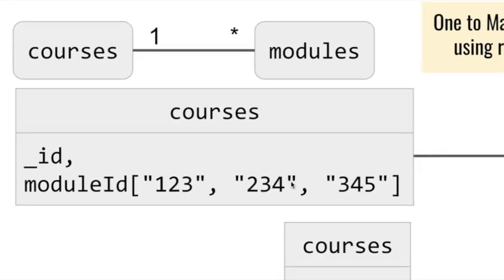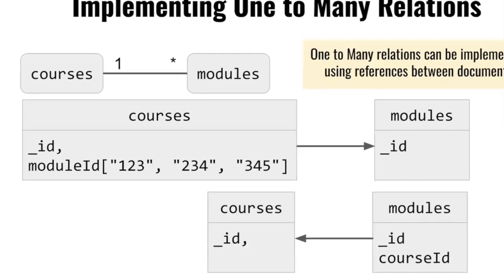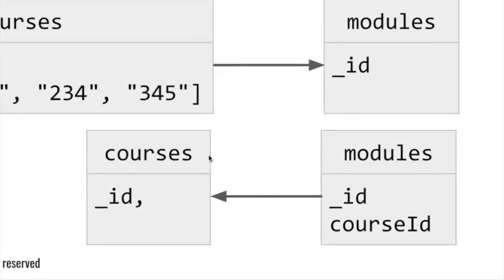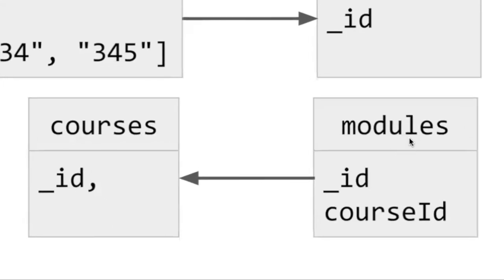Now, this is different than how we typically would implement that in a relational database. In a relational database, typically you implement one-to-many by having the many side, the modules for instance, have a foreign key that references the parent, right? So for instance, here each module would have a field that captures the value of the course that it belongs to, so that each module would have the ID of the course that it belongs to.